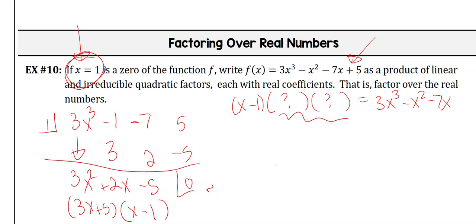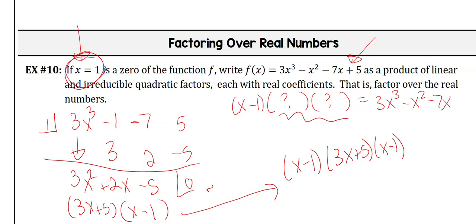So what is our factored form of this completely? Well, we have the original x minus 1, and then I'm going to carry this over and have 3x plus 5, and then x minus 1. So then what are our solutions? Well, for our zeros, we have 1, so it's a multiplicity of 2 there. What does that mean for the graph? It means it's going to bounce off the x-axis. And then I'm going to have -5/3.